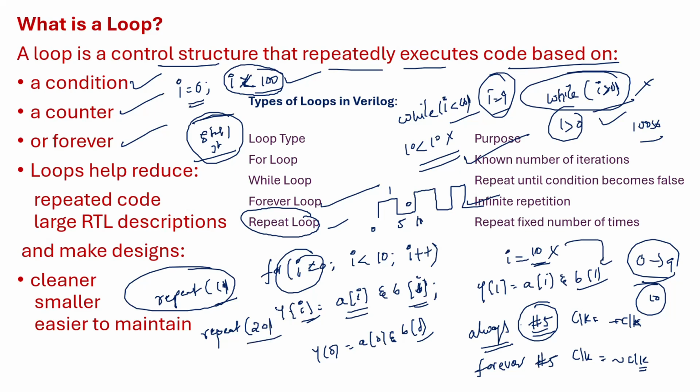When you are randomizing the values, at that time this repeat condition will be used. Suppose I want to give some random values in the range of 1 to 10, but at that time I want to repeat my statement 1 to 10 times.